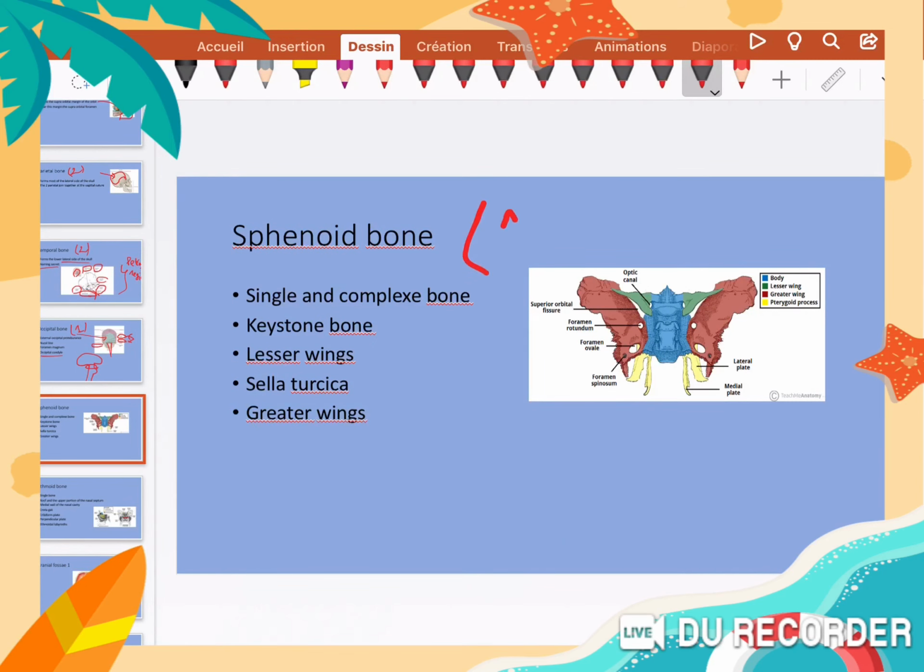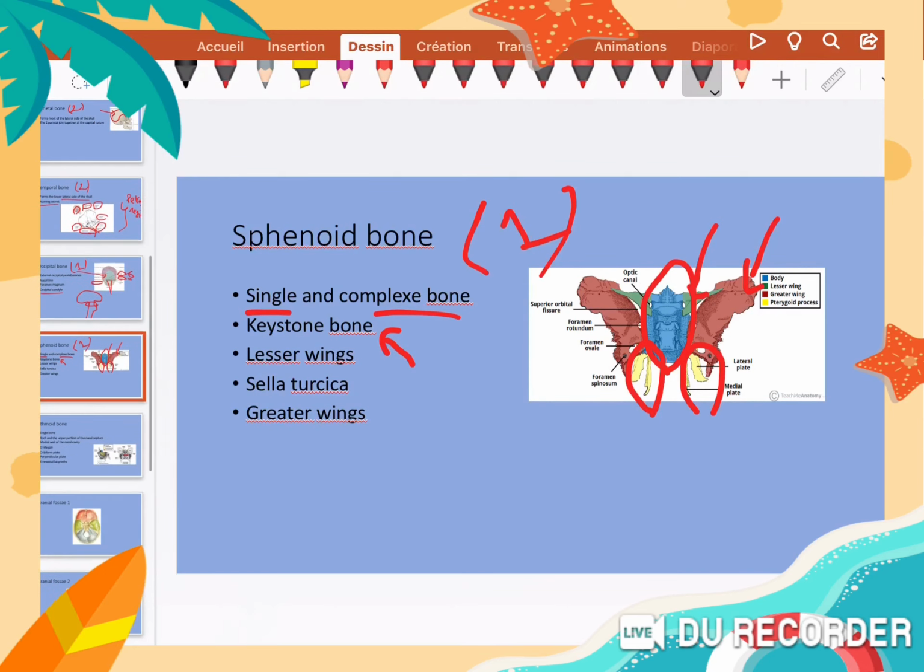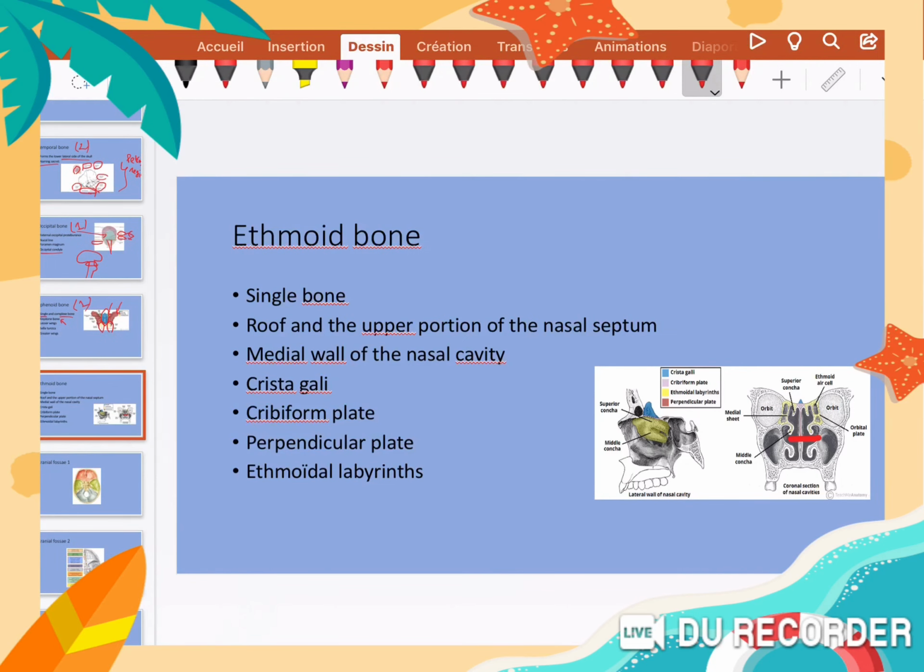We are still with the cranial bones, we have the sphenoid bone. The sphenoid bone is a single and complex bone. It's like a bat. It is the keystone bone. Keystone means that it joins with all the bones of the cranium. It is composed of two lesser wings and two greater wings. We have the body of the sphenoid, or the sella turcica, and also we have two pterygoid processes for the insertion of muscles.